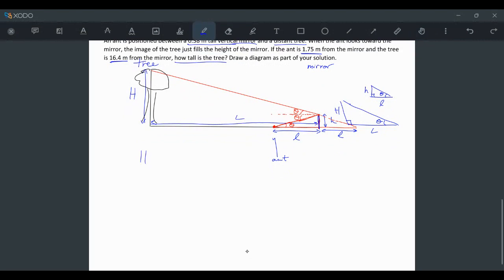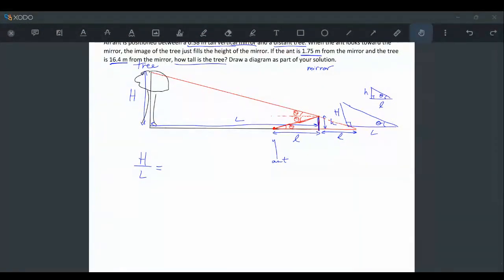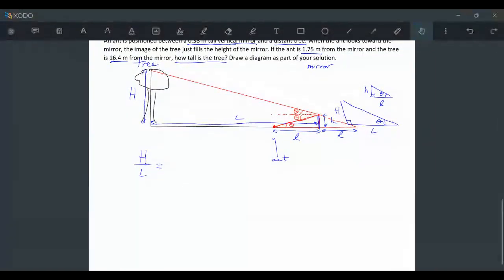So what that means is we can write that H, capital H divided by capital L is equal to, oh, I messed up a little bit. Did anyone in the chat catch my error? No one in the chat caught my error. I guess that's good for me, but embarrassing for you guys.